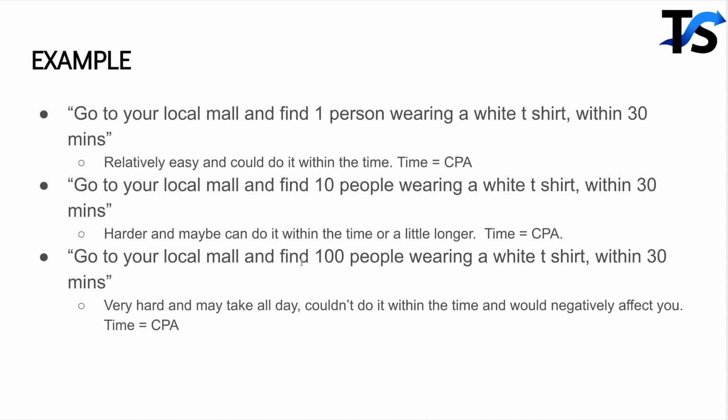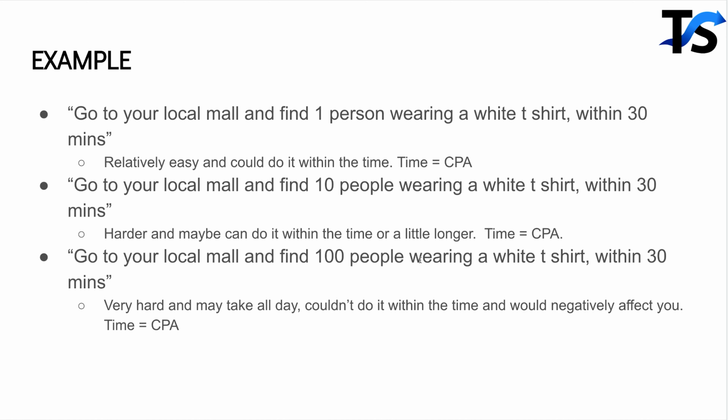Now go to your local mall and find 100 people wearing a white t-shirt within 30 minutes. That's going to be difficult. This may take you a few hours. It might take you 5-6 hours to do this. It kind of depends on fluctuations that day, how many people are coming to the store, all that stuff. So it's going to be very hard, may take all day, and you most likely will not be able to do it within 30 minutes. And what's going to happen? That CPA is going to drastically go up.